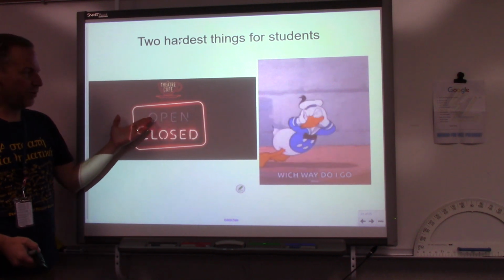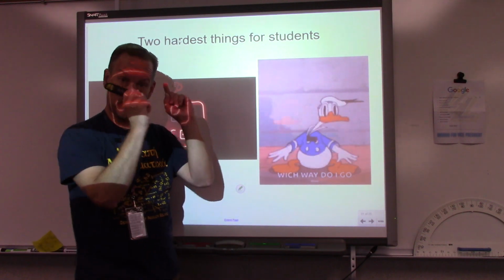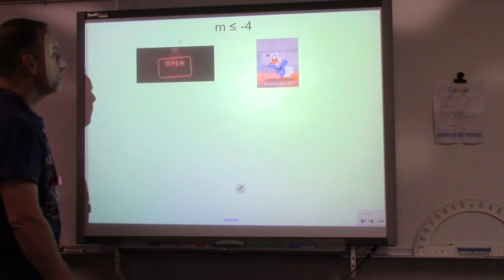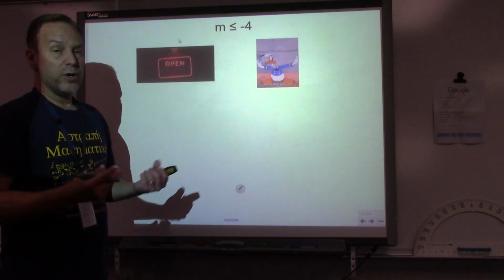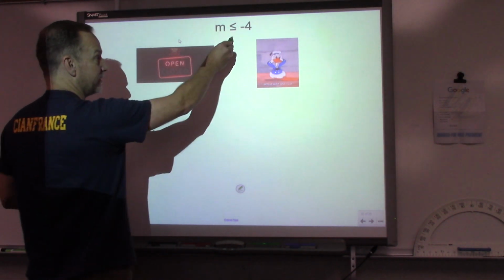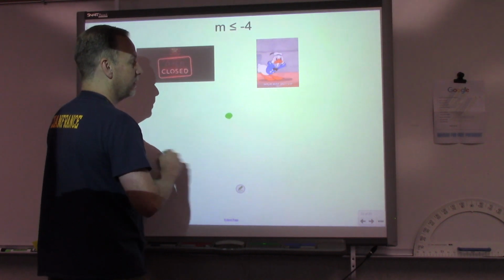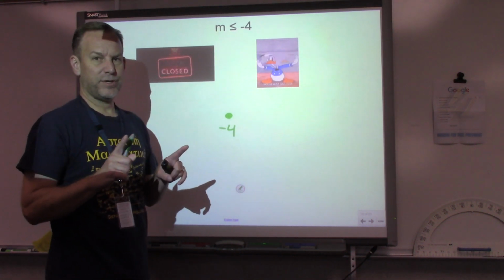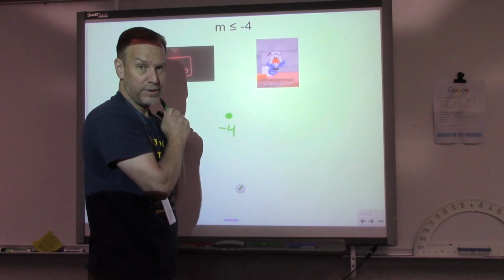All right, so those are the two hardest things for students. One is, do I use an open or a closed dot? Second is, which way do I go? Do I go that way or do I go that way? Again, stop and think. All right, so try this one. First question, would it be an open dot or a closed dot? You're right. That says fill it in, so we should be using a closed dot on negative 4 on our number line. Second question, should I make the arrow go to the right or should I make the arrow go to the left?